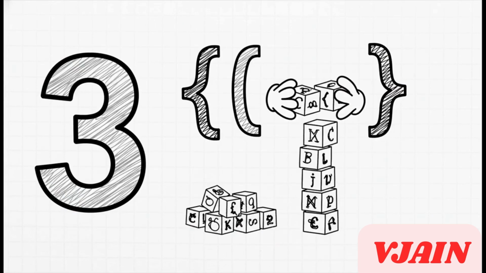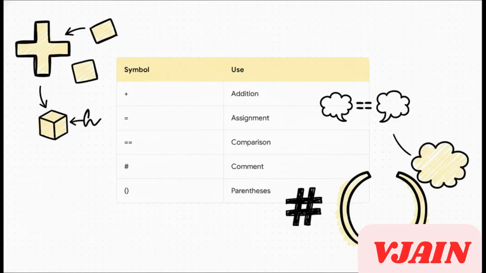Okay, on to our third category, special symbols. And if you think about it, these are kind of like the punctuation of our code. They give it structure and tell Python what actions to take. Now, this table just shows a tiny handful, but you can already see how powerful they are.